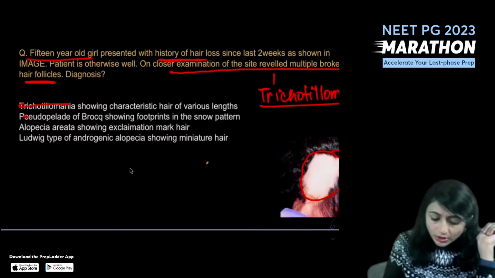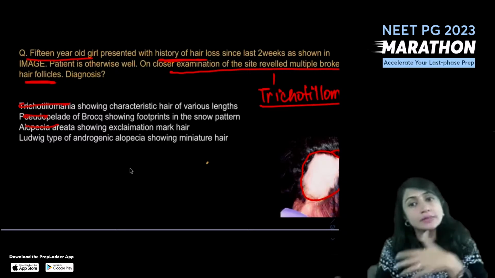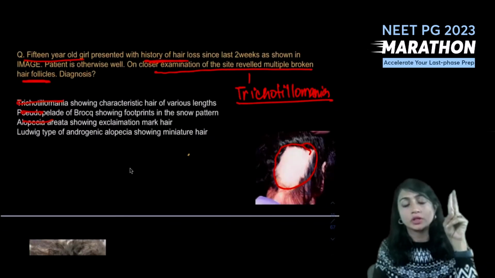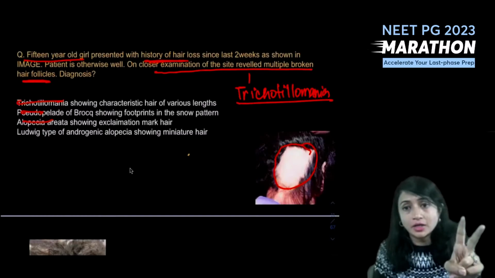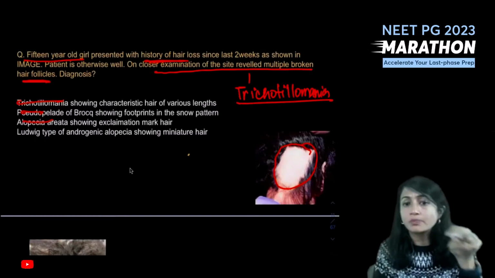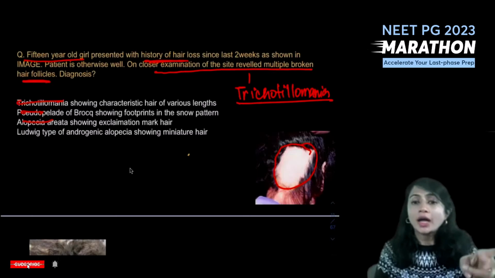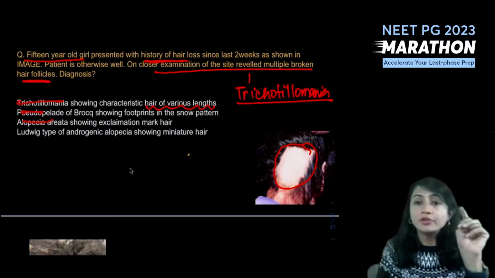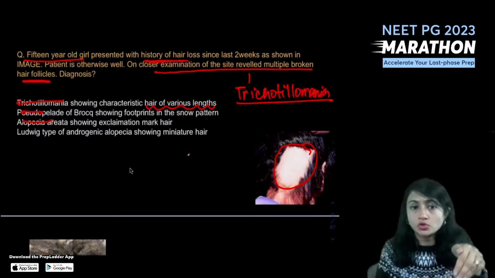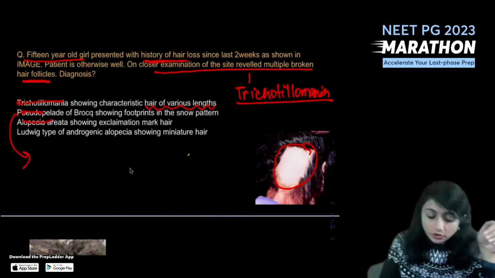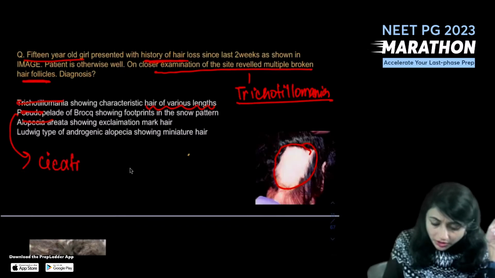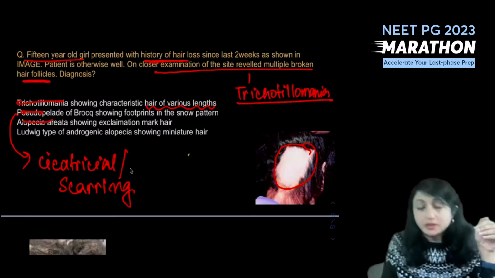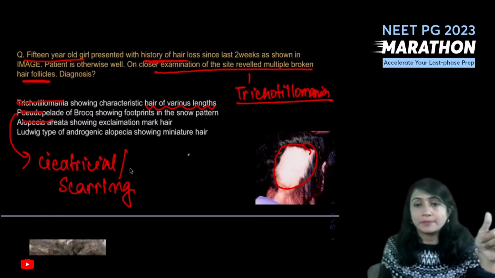They may not have given you this, they may have given you this or some other sign. So you should know that whenever you're dealing with this kind of hair fall, think of trichotillomania, think of that it is a psychiatric disorder. So you have to give that treatment to the patient because they can ask you about treatment also. And on clinical examination, you see hair of various lengths. If it was pseudo-pelade of Brock, you would see footprints in snow appearance. What would be the characteristic of pseudo-pelade of Brock? It would be a cicatricial or scarring alopecia.